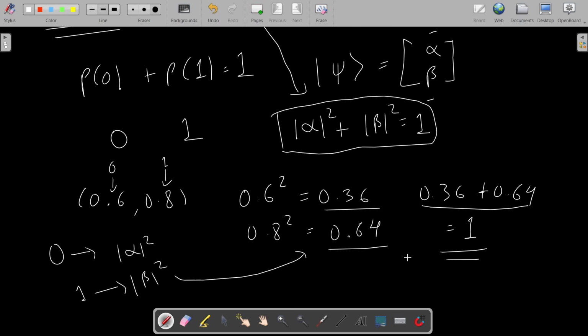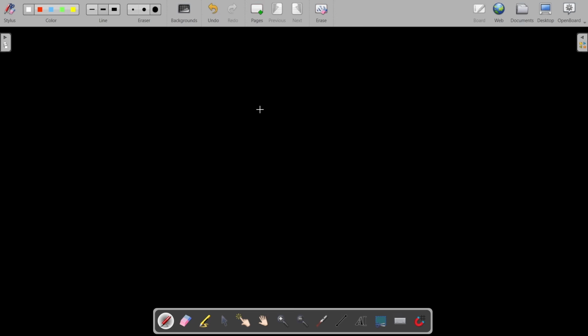Let's take another example and understand what normalization is. This is very important. Let's understand this with an example, 3 and 4. This cannot represent a qubit yet. No, this doesn't represent a qubit yet. Let's make them one.